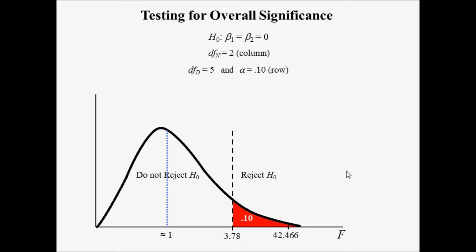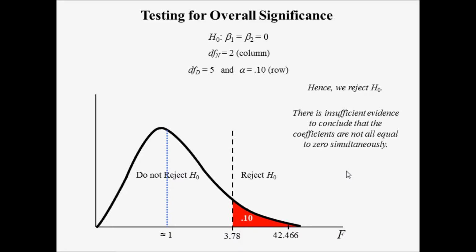So the model seems to be explaining a lot of the variation in y. And the variation in the residuals is very, very small, relatively speaking. So we are going to reject the null at 10% significance. And we're going to conclude that the model is significant, or another way to say that, the coefficients are not all equal to 0 simultaneously.